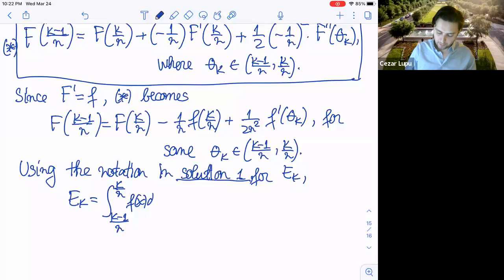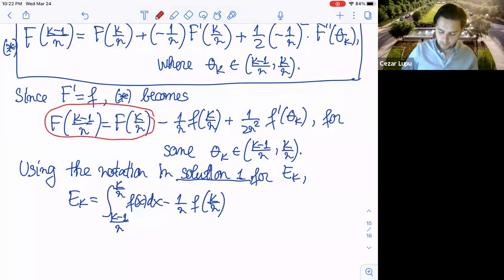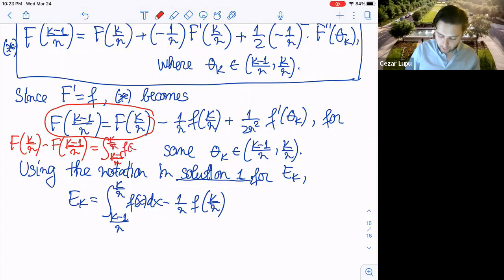Of f of x dx minus 1 over n f of k over n. So once we use this notation, as you can see here, let me point out this thing here. If we look at the difference, f of k over n minus f of k minus 1 over n, by the fundamental theorem of calculus, this is the integral from k minus 1 over n to k over n of f of x dx. So keep in mind this. This is by the fundamental theorem of calculus.